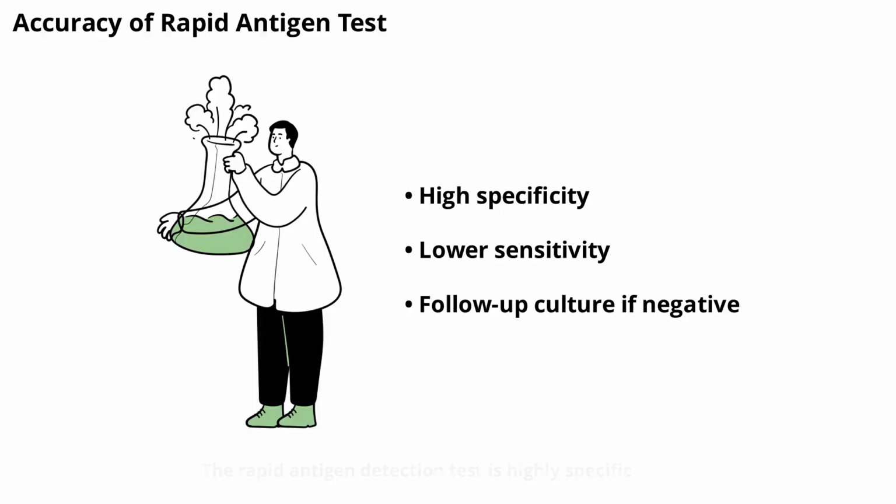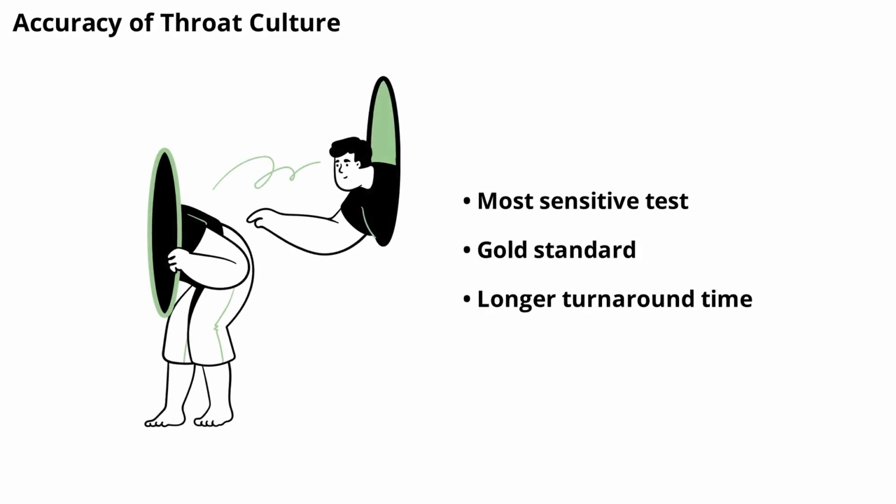The rapid antigen detection test is highly specific, meaning a positive result is very reliable. However, its sensitivity is lower than that of throat culture, so some true cases of strep throat may be missed. This is why negative rapid test results in children are often followed by a throat culture to ensure no cases are overlooked. Throat cultures are the most sensitive test for detecting Group A Streptococcus. They can identify nearly all true cases of strep throat, making them the gold standard for diagnosis.